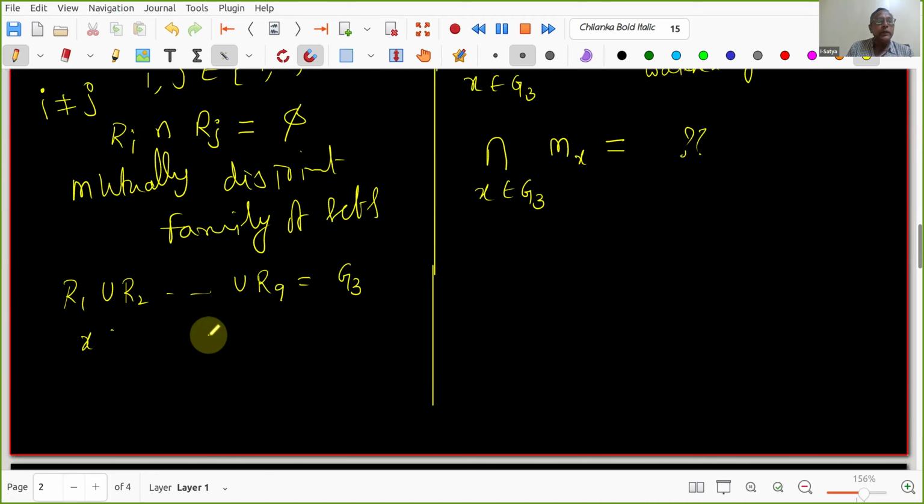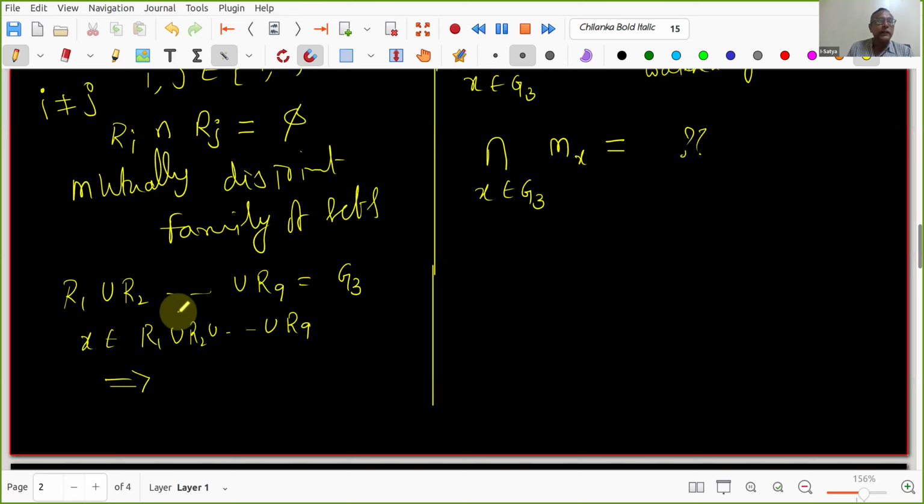then what happens? First of all, x belongs to the union, that is easy. x belongs to R1 union R2 union and so on union R9. What is the meaning of that? You need to understand that, I am going to ask. What is the meaning of that? It is in one of the sets. I will come to it very rigorously now. Then it is in one of them that is actually a subset of G3, so x is in G3 and we are done.